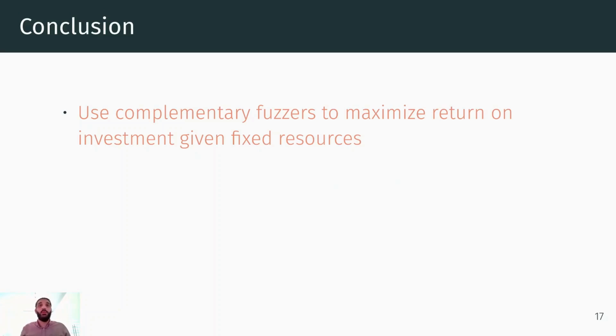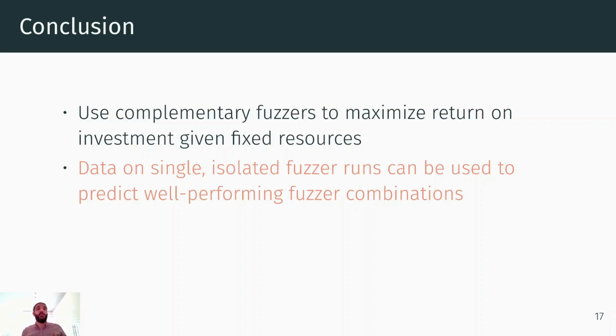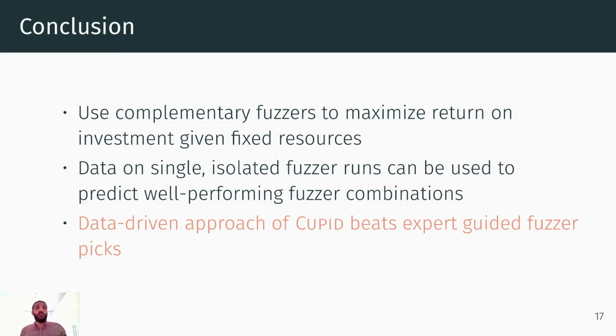So to conclude, you should not use the same instances of fuzzers. You should use a complementary set of fuzzers to maximize your return on investment given a fixed resource. Also, we demonstrated that you can use data on single isolated fuzzer runs to predict how well some fuzzer combinations will perform. And we have shown that our data-driven approach actually beats human expert-guided fuzzer picks.